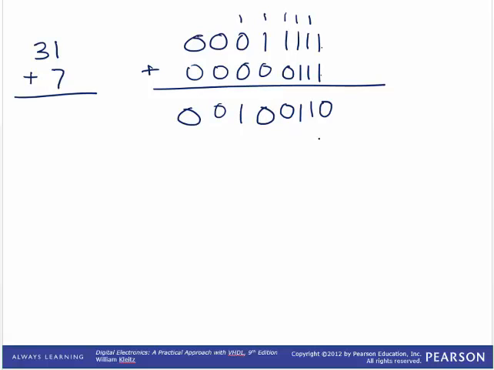So that's the answer. That's a 2, a 4, no 8, no 16, and there's a 32. So my answer is 32 plus 4 plus 2 is 38. And yes, indeed, the answer is 38. Okay, so that's addition.